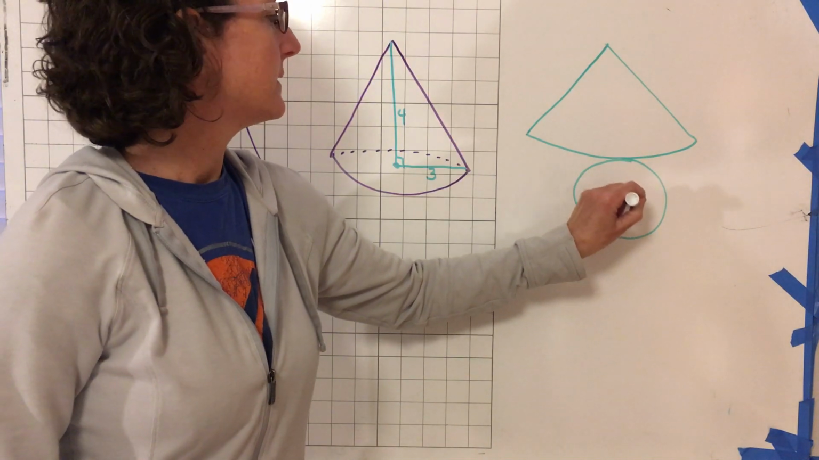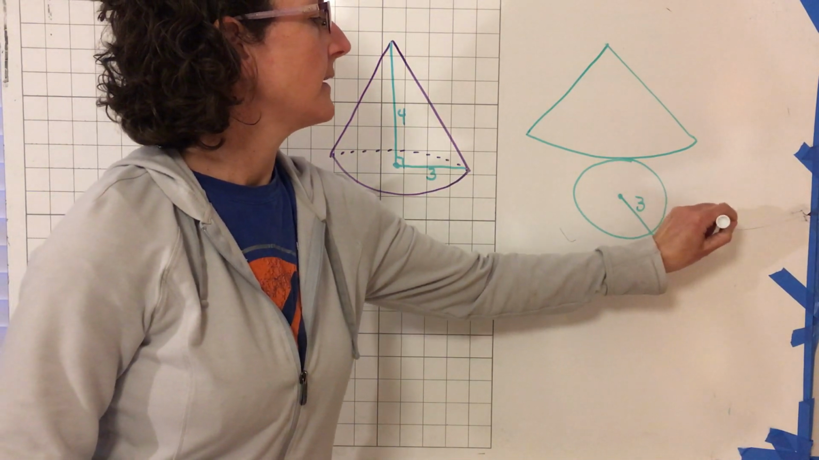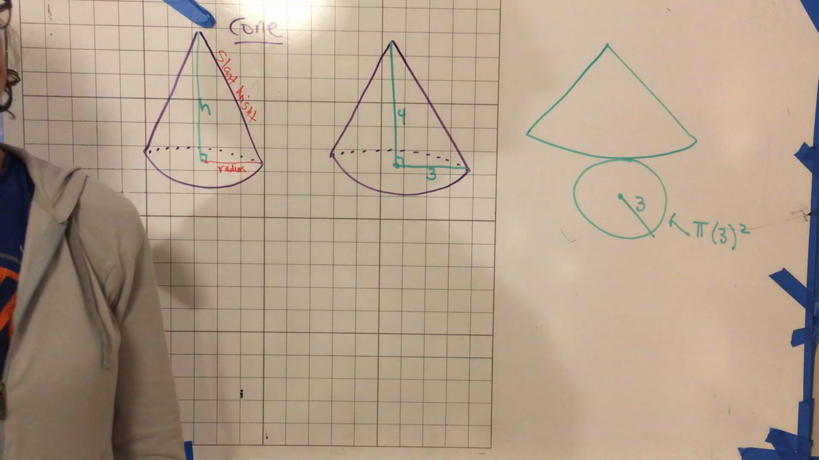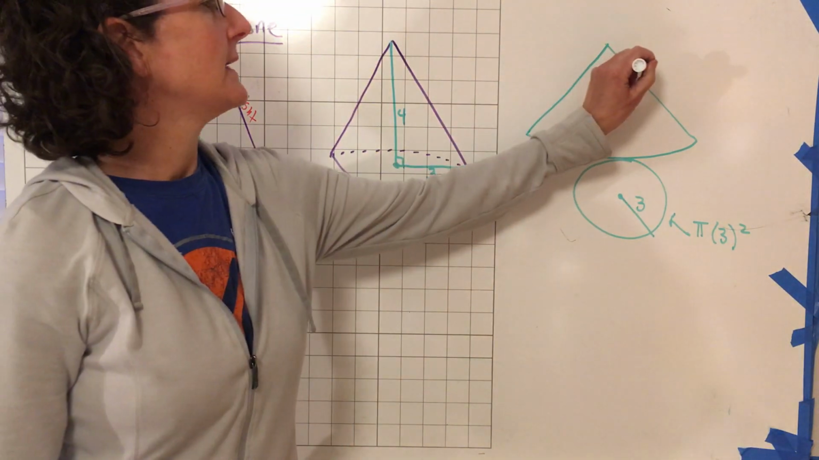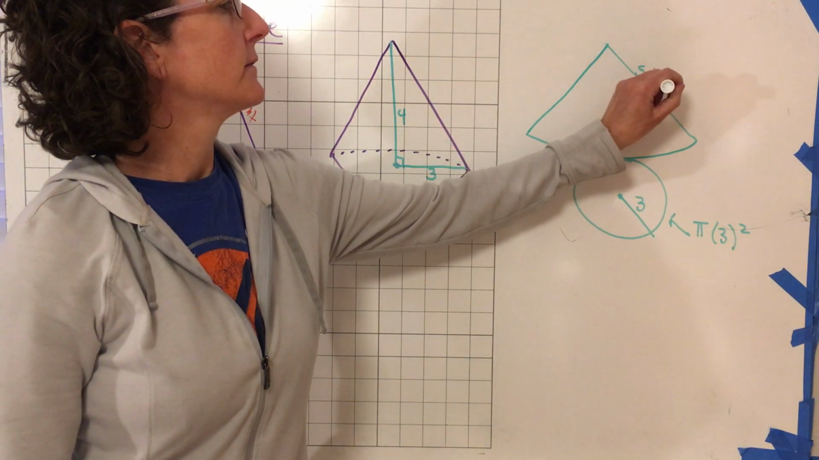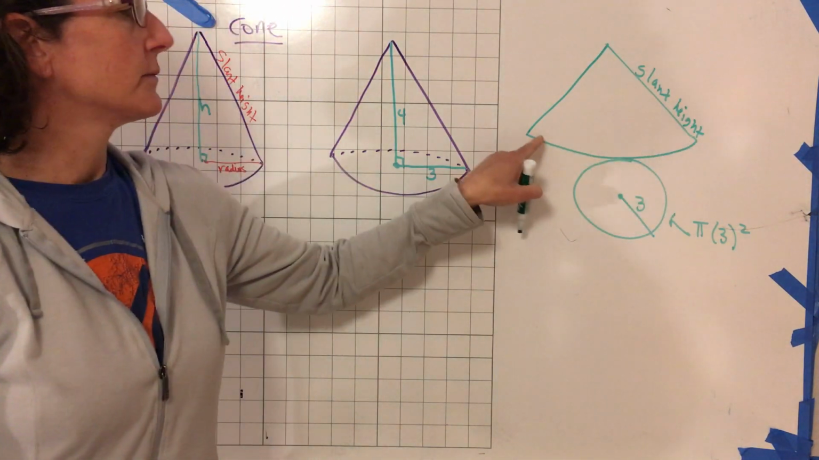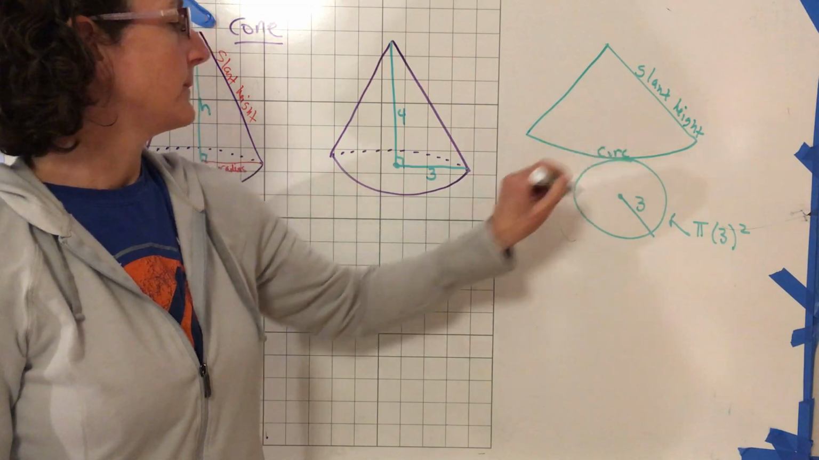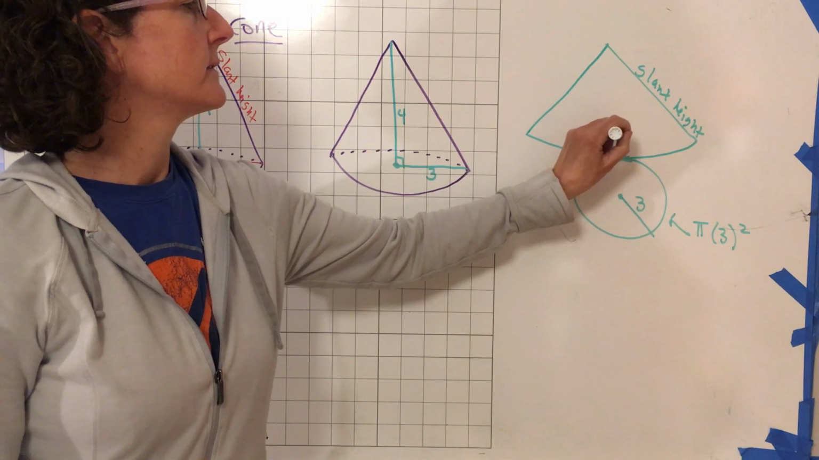This is 3, so now I know that the area of this is pi r squared. So I'm set to go on that. As far as this goes, I need the slant height in order to find my area. I also need to know this, which is, remember, the circumference. This is the circumference, which is pi times diameter. The radius is 3, so the diameter is 6, so this is 6 pi.